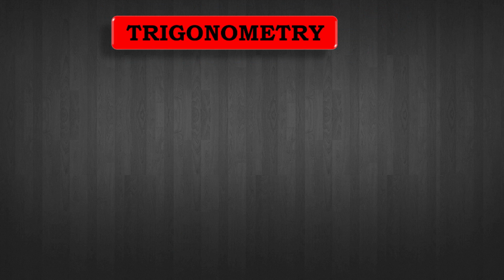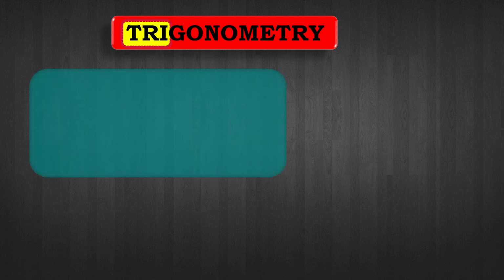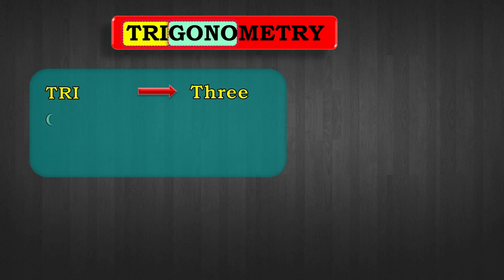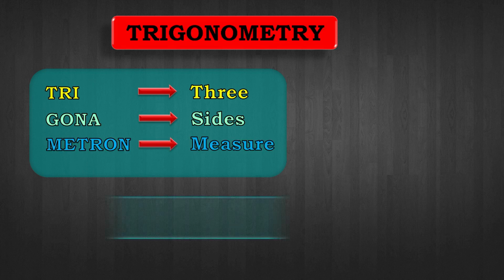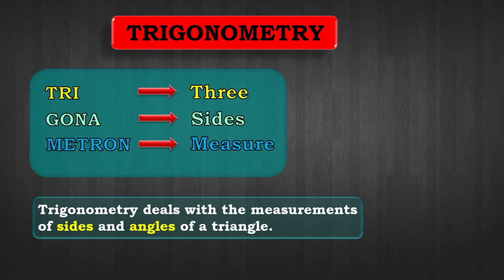Let us first understand the meaning of the word trigonometry. The word trigonometry comes from three parts. The word tri means three. The word gona means sides. The word metron means measure. So, trigonometry literally means the measurement of the three sides of a triangle.